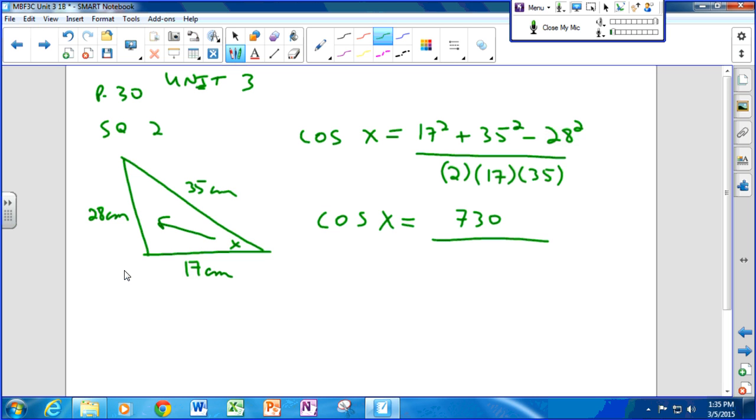Now, if you get a negative up there, chances are it's not correct. That can't be negative, because you can't turn the denominator negative to fix it. So it has to be positive. It means that you have them in the wrong order, basically, if it's negative on top. 1190. So there we go. Then x is going to be the inverse cos of 730 divided by 1190.